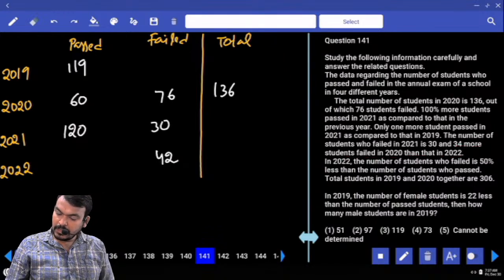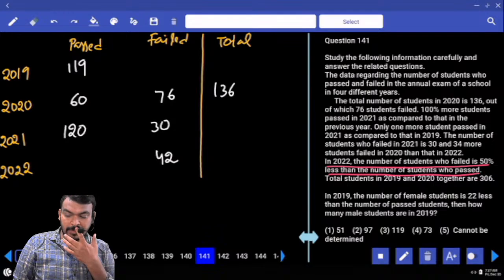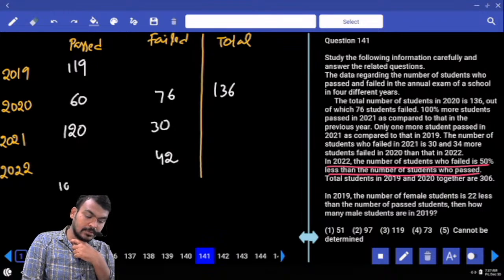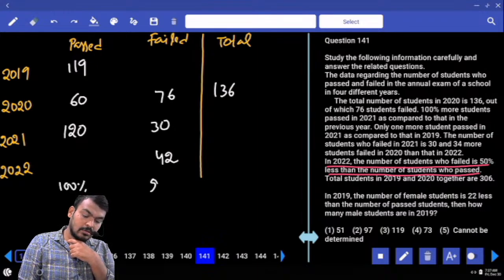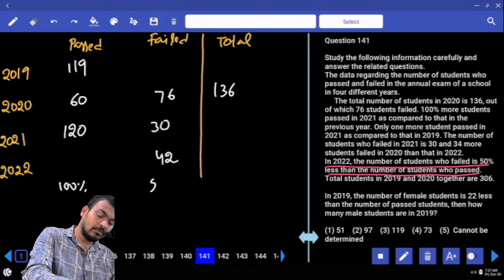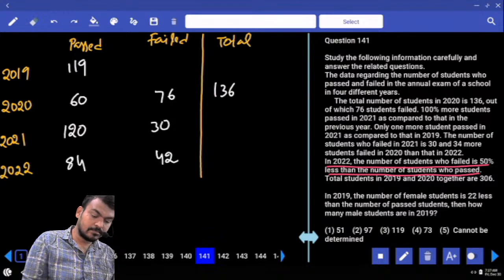Next, in 2022, the number of students who failed is 50% less than the number of students who passed, or not? Means the fail value is 50% less than which one? Pass value. Suppose the pass value is 100%, the fail value is 50%, or not? Means what is the ratio? 2:1, or not? What is the one part value? 42. Then two parts value is 84, or not?